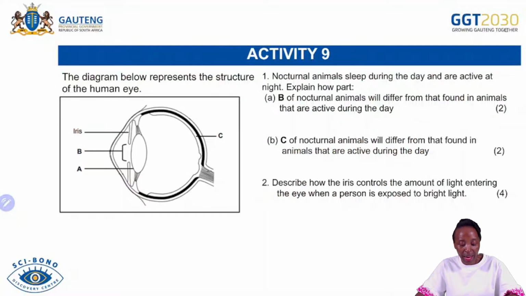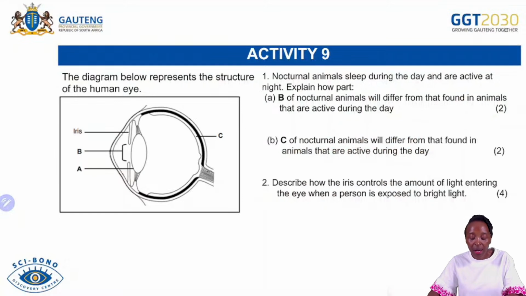about the eye is again looking at the structure. This is our last question on the eye before we move on to the ear. Here, we're looking at the structure again of the eye, but now the story is more about nocturnal animals. Nocturnal animals are those that are active at night and they sleep during the day. The bats, for example, the owls, are mostly active during the night, and during the day they are inactive.